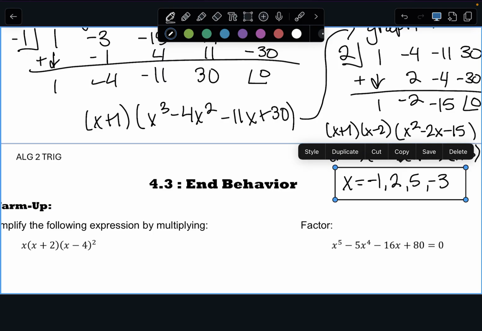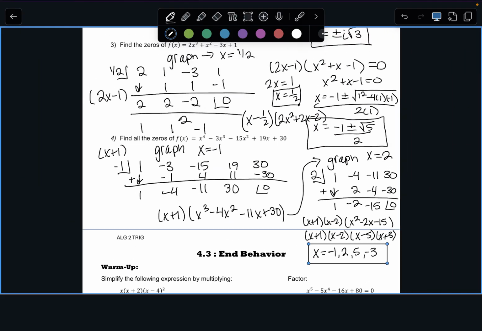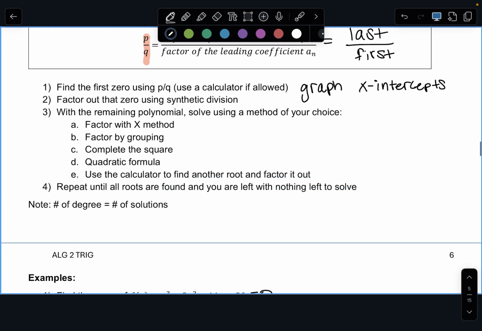Questions about today's stuff? So again, if you can factor it, factor it. If you're given a 0, do synthetic. If you're not, then graph it, do synthetic, and then factor, quadratic formula, or do synthetic again.